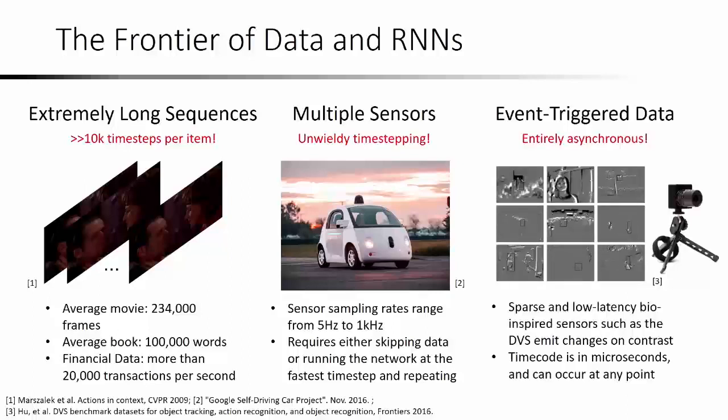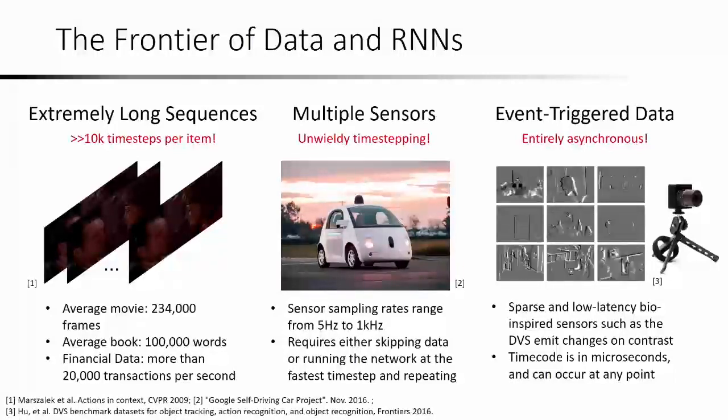Finally, there's a form of data that's starting to emerge from these event-based bio-inspired sensors. Here I've highlighted data from the dynamic vision sensor. It produces output events when pixels change in contrast. One challenge of dealing with this data is that it produces an extremely long event sequence, and this event sequence is essentially asynchronous in nature, with a resolution of about a microsecond.